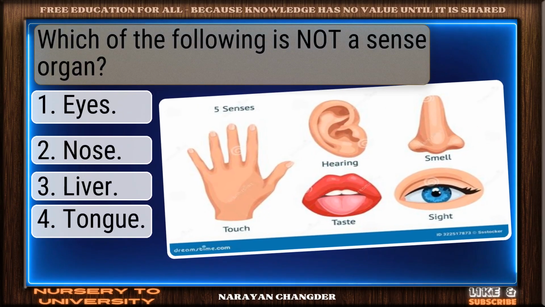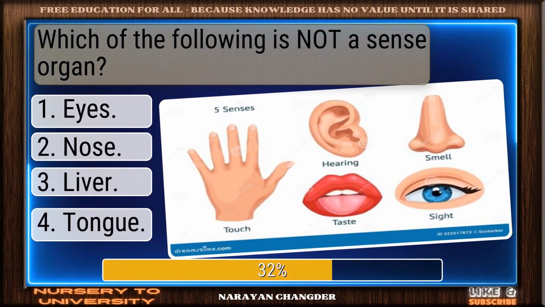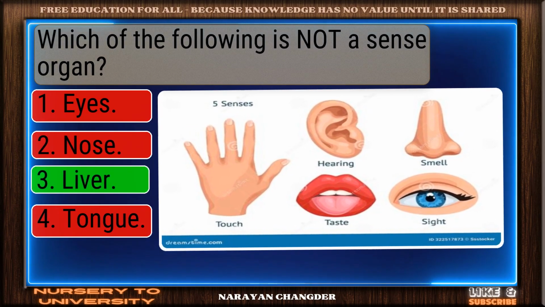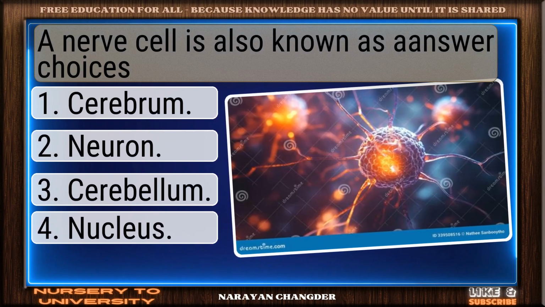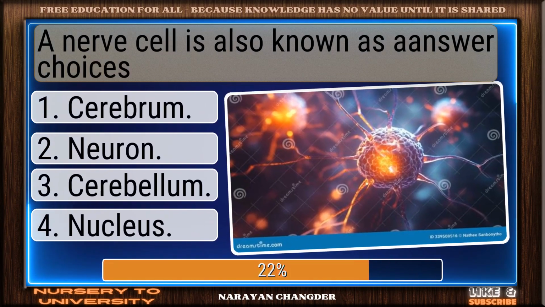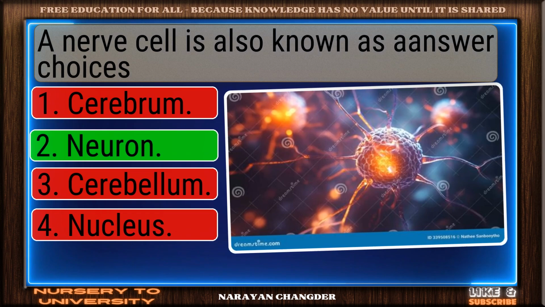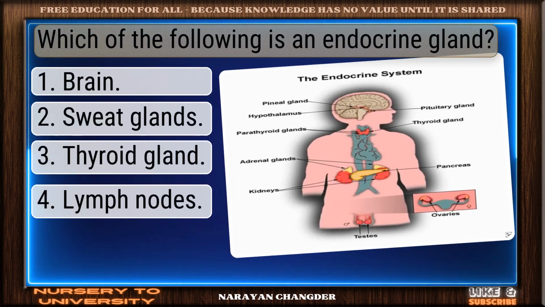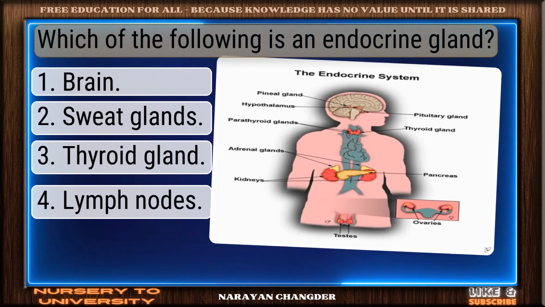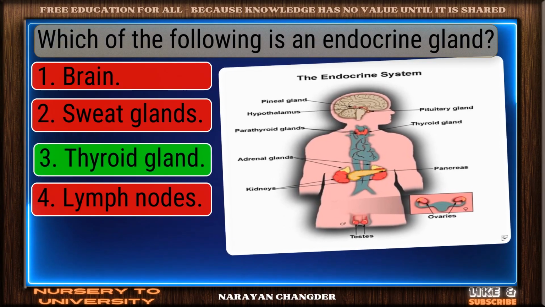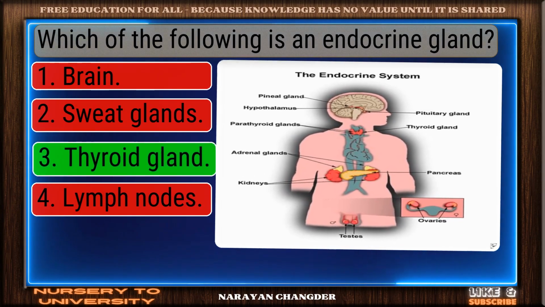Which of the following is not a sense organ? Good job. Liver works well. A nerve cell is also known as, answer choices. Good thinking. Neuron is right. Which of the following is an endocrine gland? Well picked. Thyroid gland is correct.